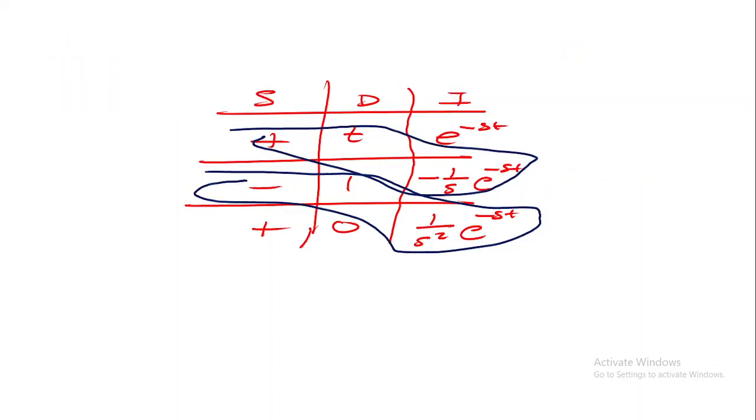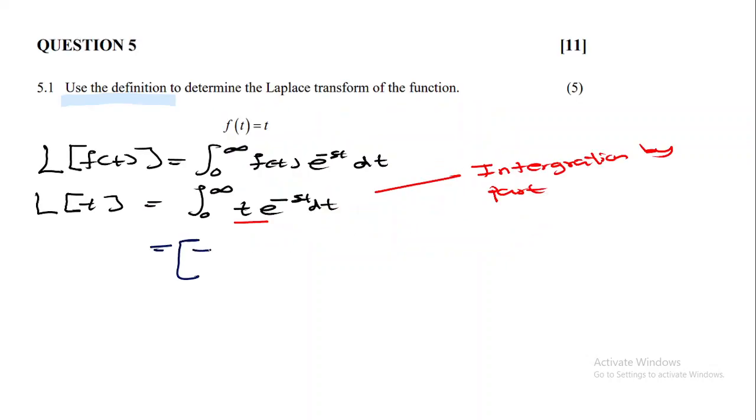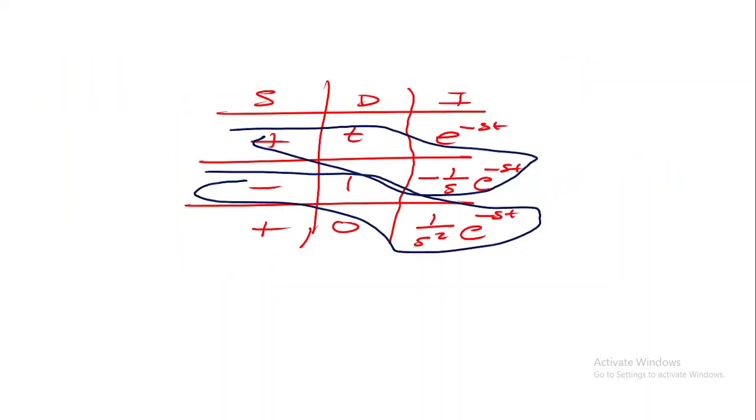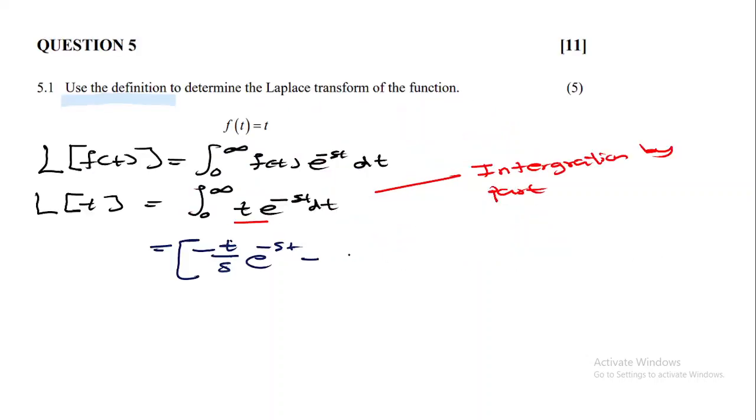If you multiply in that manner, you end up with the Laplace of t equals negative t over s e to the exponent minus st, minus 1 over s squared e to the exponent minus st. We still keep our limit from 0 to infinity.